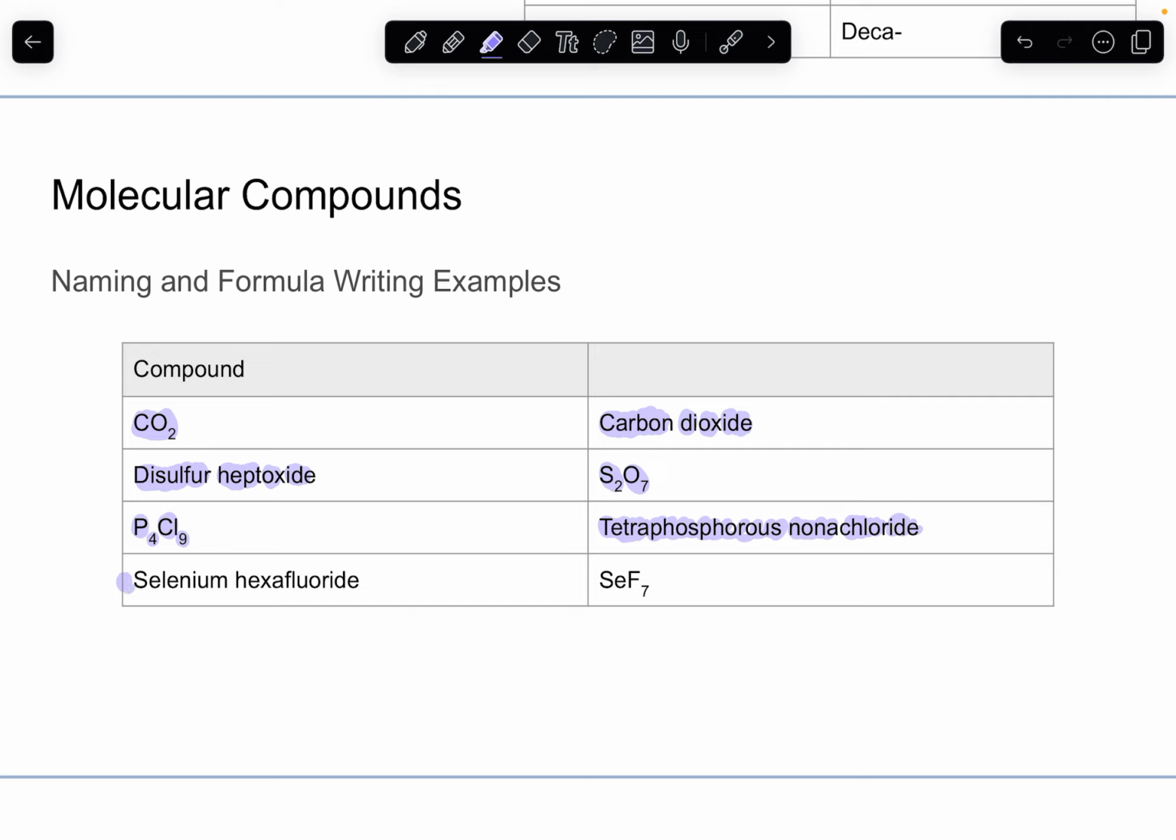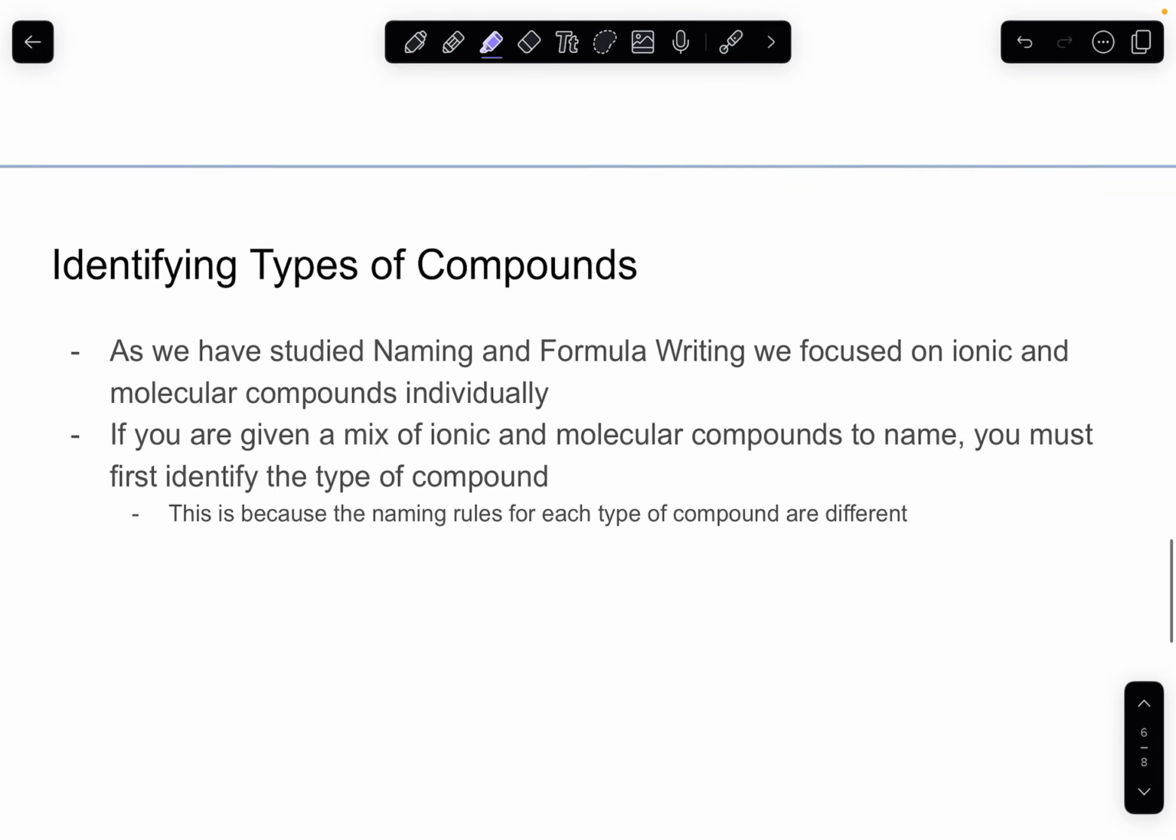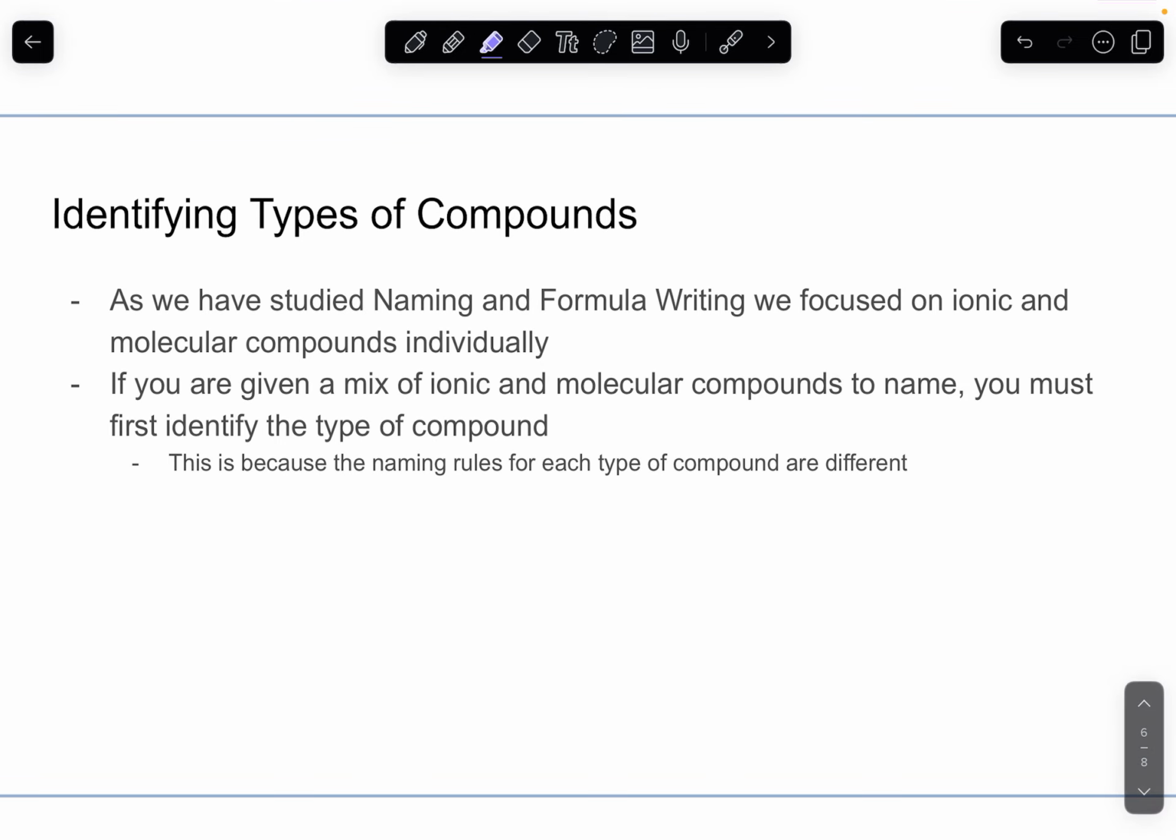And then the final example here, selenium hexafluoride. Notice there is no prefix here on selenium, meaning how many do we have? Just 1. We didn't use the mono prefix on selenium because it was the first element. So we have 1 selenium, and then we have hexa, which is the prefix for 7, fluor, meaning fluorine, changing the ending to "ide" to complete our compound. Selenium hexafluoride is SeF7. So at this point, that's it for naming and formulating for molecular compounds. You can go practice now.